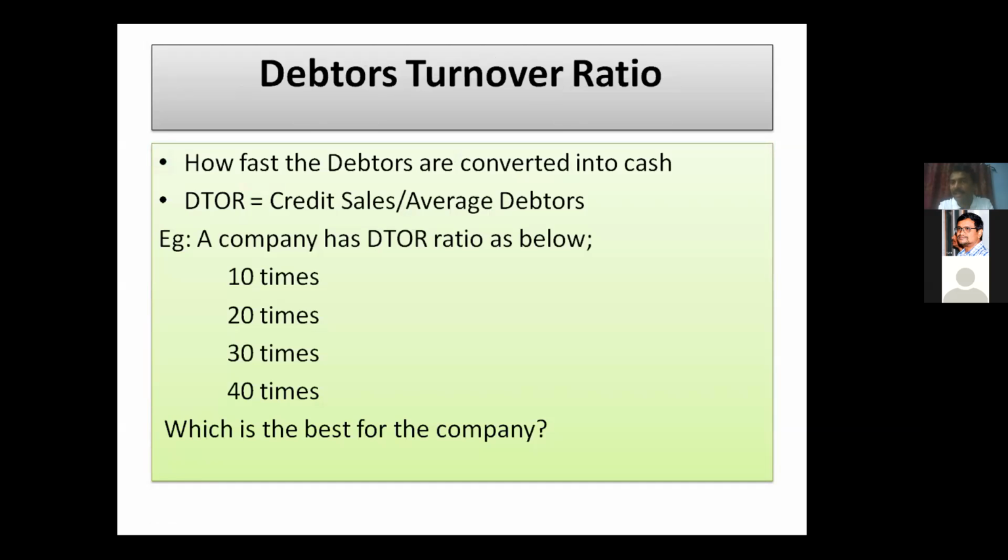Debtors are the customers who have purchased goods from us on a credit basis. Those who took credit from us must pay the money back to us. The debtors turnover ratio tells how fast the debtors are converted into cash. We sell goods, and there are two types of sales: one is cash sales, another is credit sales. The credit sales we call debtors. When all the debtors are combined, we call them sundry debtors.